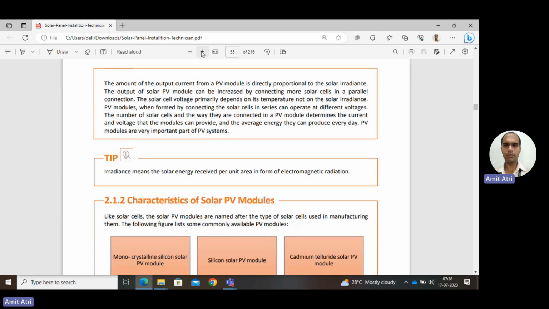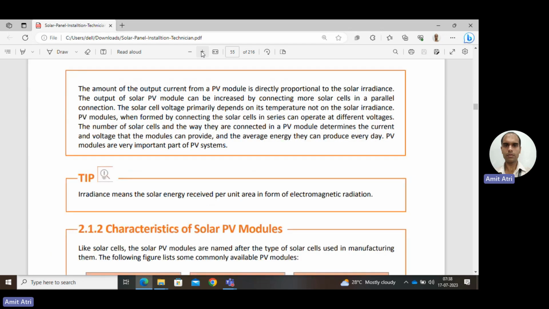The amount of output current from a solar PV module is directly proportional to the solar irradiance. The output of the solar module can be increased by connecting more cells in parallel, so the current increases when we connect solar cells in parallel. Solar cell voltage primarily depends on its temperature and not on the solar irradiance. So two quantities we are measuring here, solar irradiance and temperature. PV modules formed by connecting solar cells in series can operate at different voltages, so to increase the voltage, we use series combination.